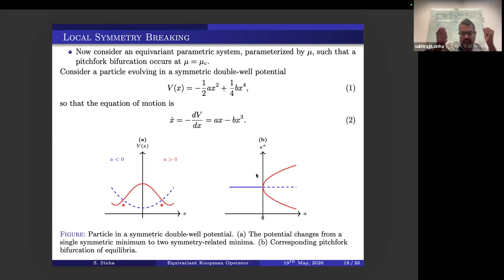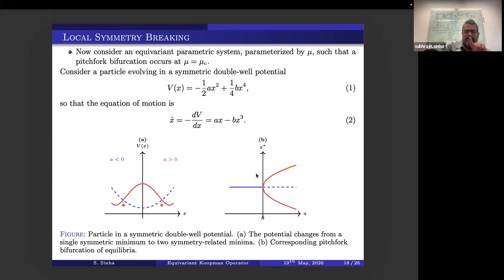Now if you think about the trajectories of the system before the bifurcation, the trajectories settle to the origin, and all the solutions respect the Z2 symmetry of the equations. But when that stable equilibrium becomes unstable and splits into two stable equilibria, a trajectory settles into either one of the equilibria, right?